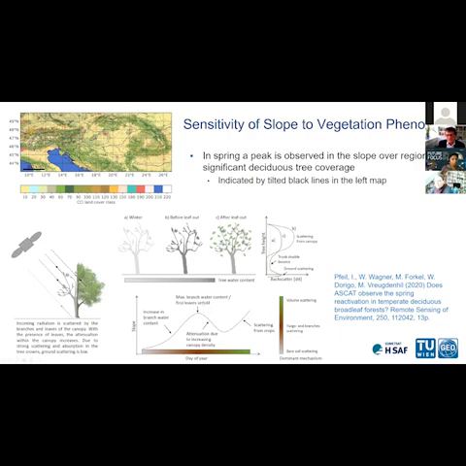We made an algorithm to detect those local peaks and where they occurred. The small black lines here are those areas where we detected this spring peak. When we compared this to a land cover map, we saw that it occurs in particular in areas with deciduous tree coverage.